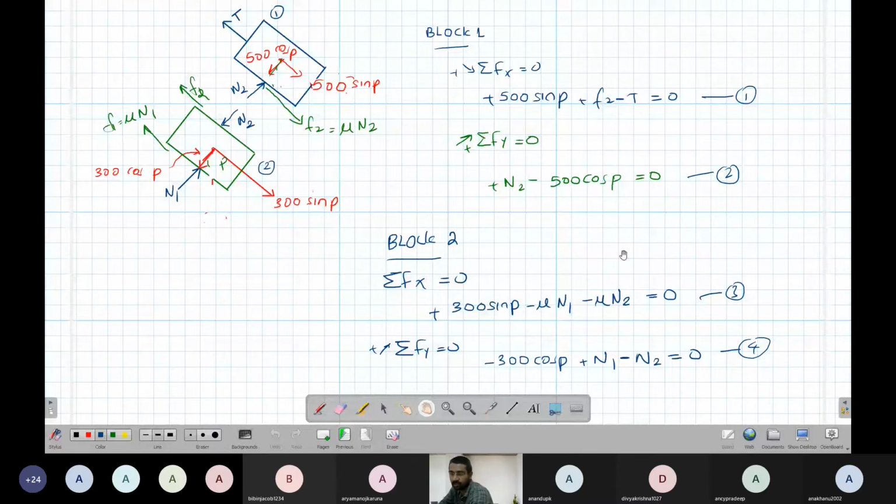Write the equations and solve this. I hope you will solve it. If not, you can contact me and I will solve it, because we are getting to the class.